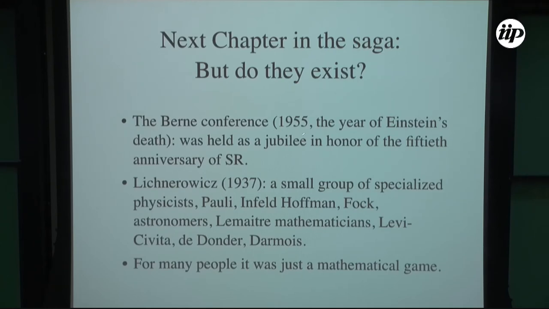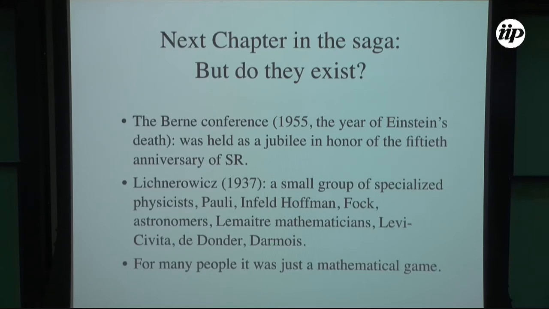In 1955, there was a conference in Bern. Nowadays, this conference is called the first meeting of general relativity and gravitation. I think number 22 is going to take place in Valencia, Spain, next month. But this was the first one. It was actually in honor of the 50th anniversary of special relativity. There were very few people. I mean, there were just 40, 50 people working in the field.